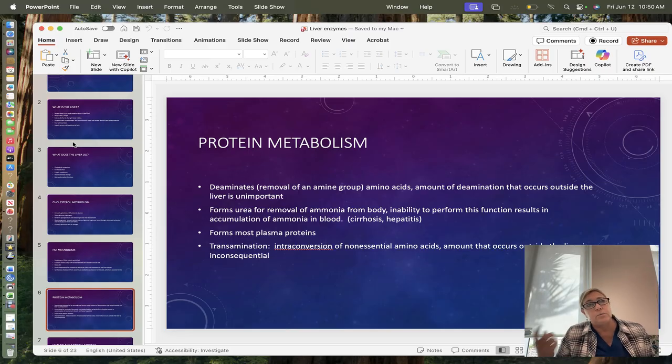If we get an accumulation of ammonia in blood, it is toxic to the brain and it can develop into an encephalopathy. What we typically see with patients with hepatic encephalopathy, they get like a flapping bird tremor, like this. And we call that asterixis. Okay. It does form most plasma proteins, and transamination is going to be the interconversion of non-essential amino acids. The amount that occurs outside the liver is really inconsequential again.